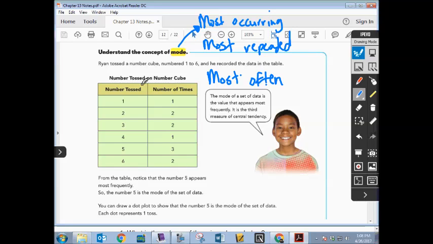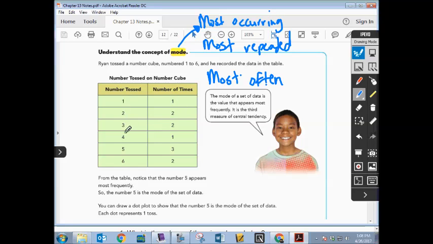Okay, so like here we have Ryan, and he's tossed a number cube numbered 1 to 6. So this will just be like a regular die. Okay, he recorded the data in the table. So the number tossed here was a 1. He only rolled 1 one time. He rolled 2 2 times.